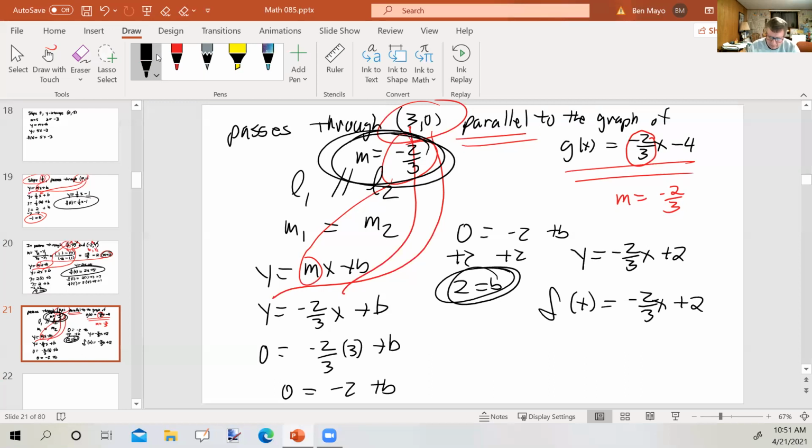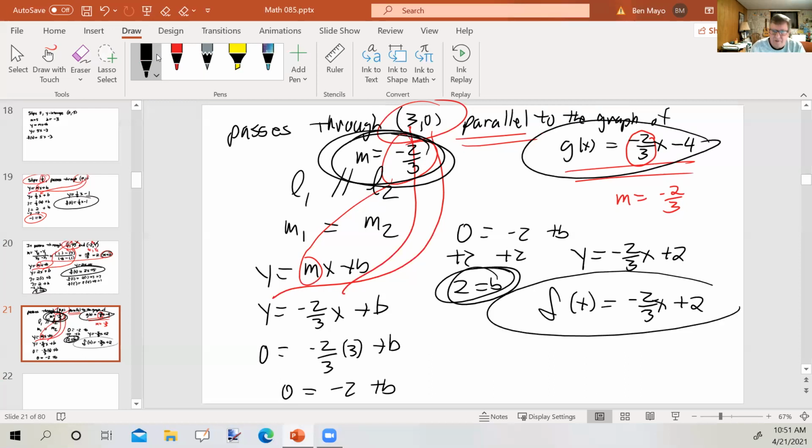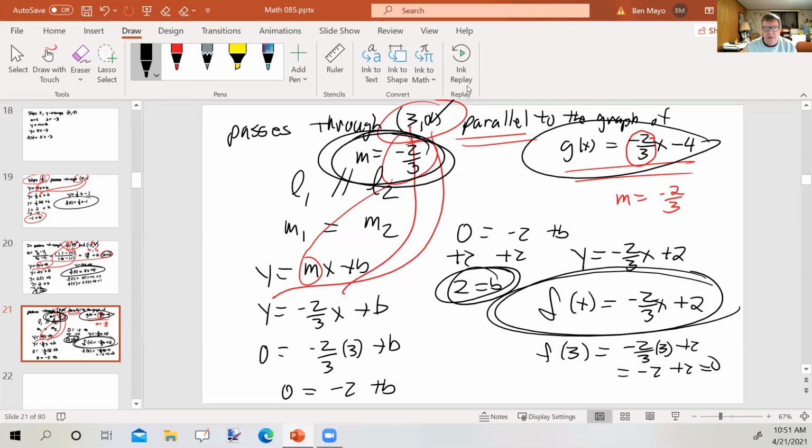Let's check our work. Does this line and this line have the same slope? The coefficient of x is negative 2/3 in both cases, so they're parallel. They have the same slope. What about the point (3, 0)? What's f of 3? That's negative 2/3 times 3 plus 2, which is negative 2 plus 2, which is 0. So it checks. So this is our function that is parallel to this function and passes through the point (3, 0).